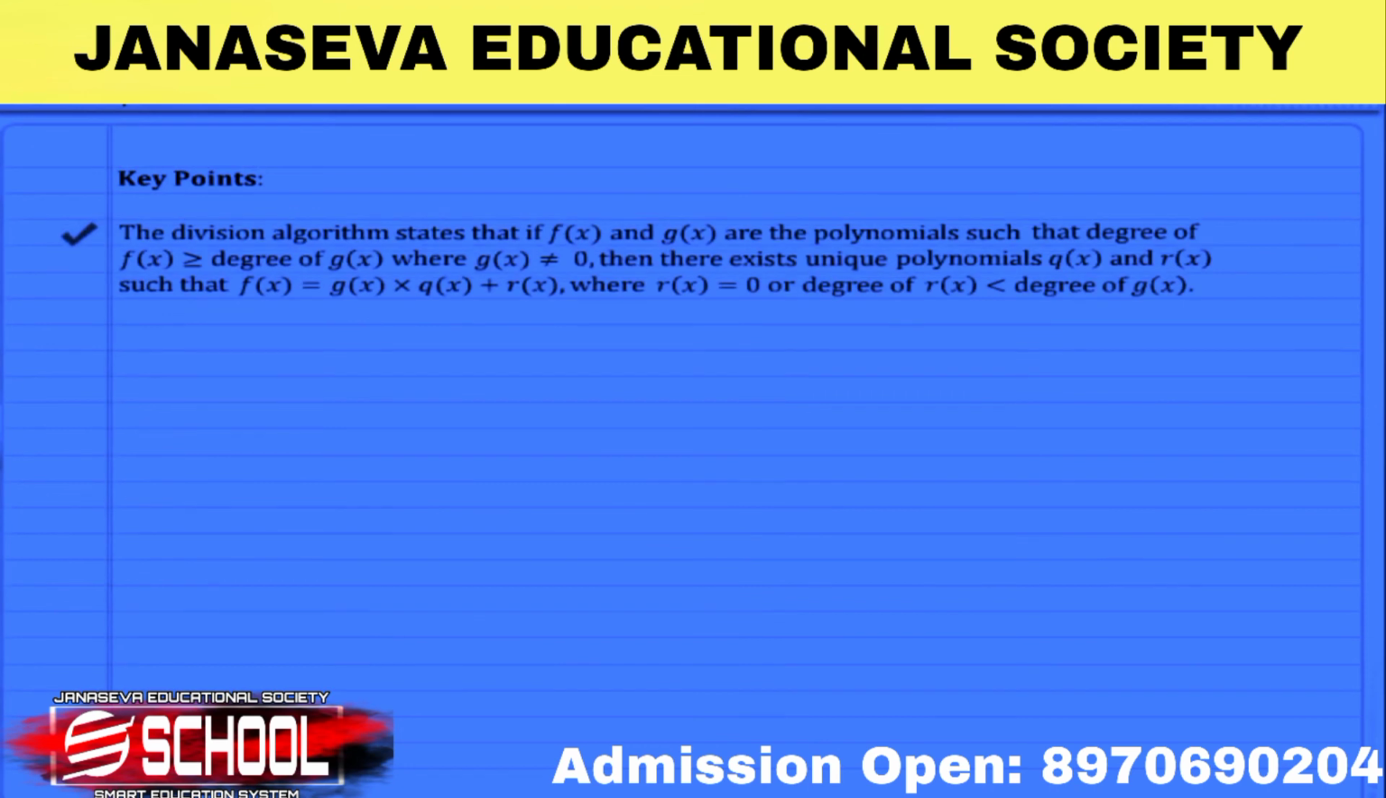Let's recap the division algorithm for polynomials, which states that if f of x and g of x are polynomials, such that the degree of f of x is greater than or equal to the degree of g of x, where g of x is not equal to 0, then there exist unique polynomials q of x and r of x, such that f of x is equal to g of x into q of x plus r of x, where r of x is equal to 0, or the degree of r of x is less than the degree of g of x.